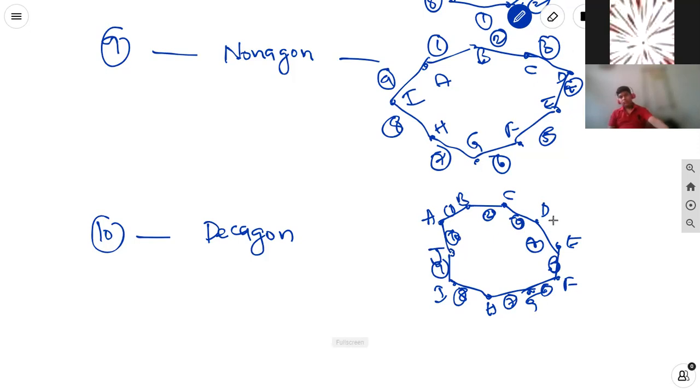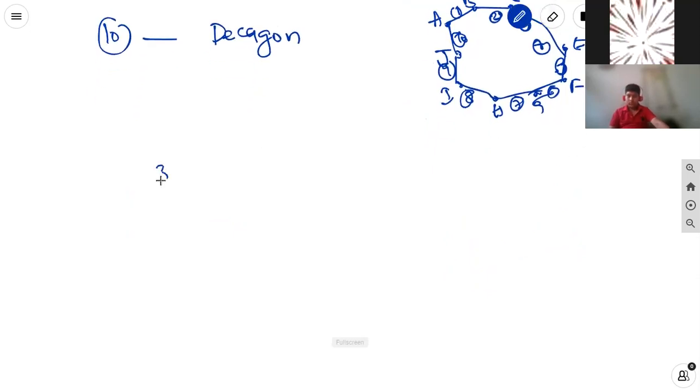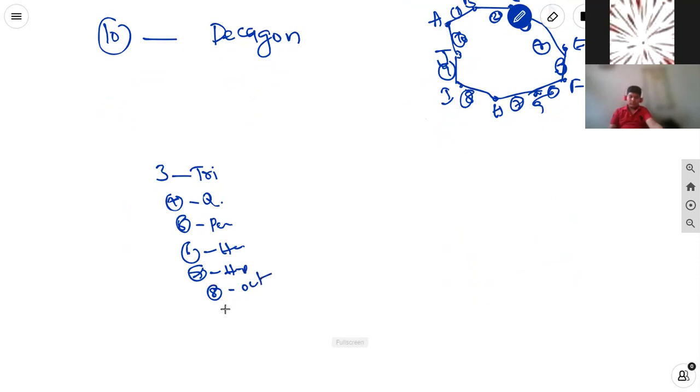These are the classifications of the polygons. How many types are there? In that, what we call the types. 3 means we know that triangle. 4 means quadrilateral. 5 means pentagon. 6 means hexagon. 7 means heptagon. 8 means octagon. 9 means nonagon. 10 means decagon. Like that. Okay, you remember those names also.